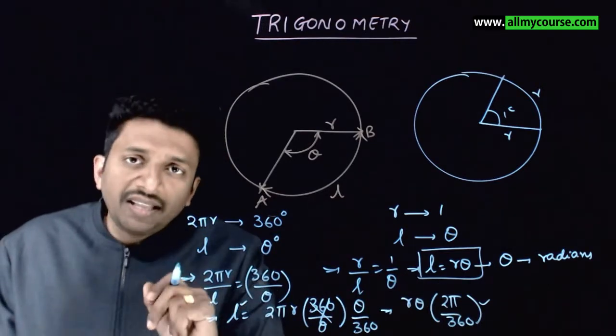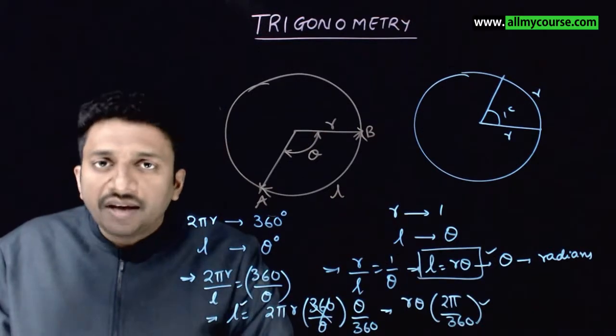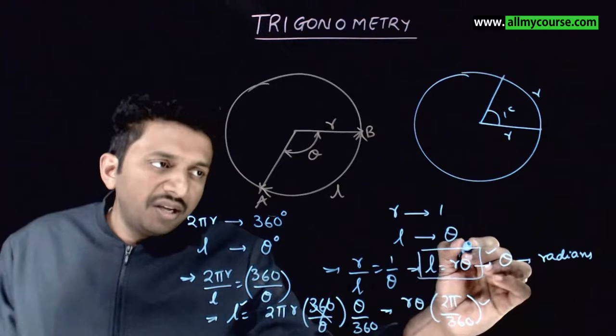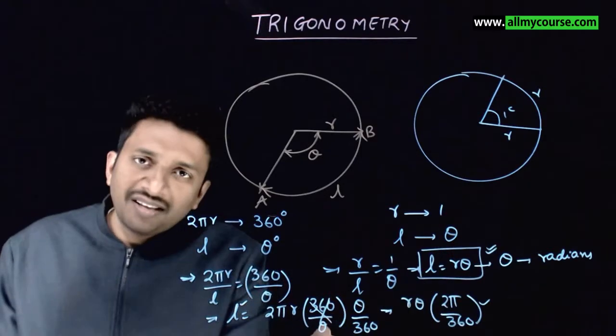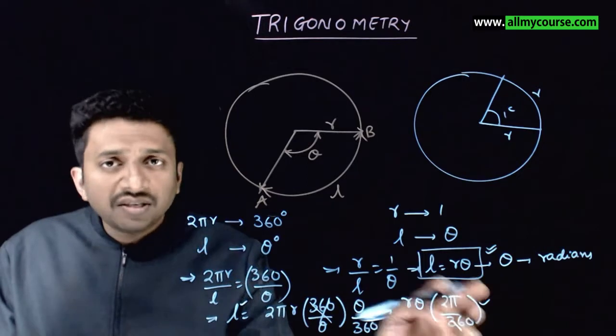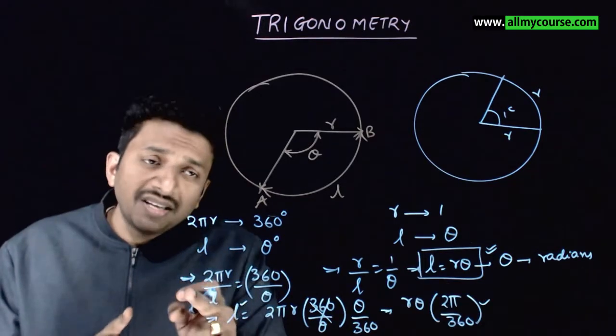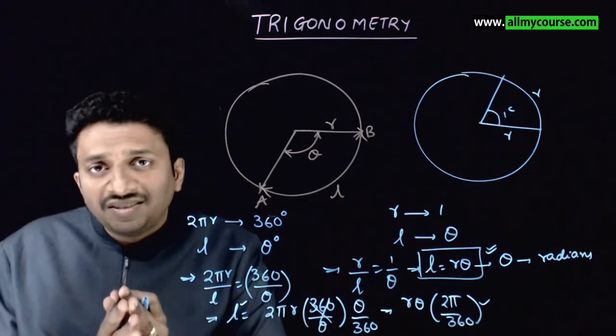If you directly take the angle in radians, you can directly use the formula L is equal to r theta. So mostly we tend to use this formula rather than this. This is easy to remember. And whenever the angle is given in other units, you first need to convert them into radians, and you need to use this formula L is equal to r theta.